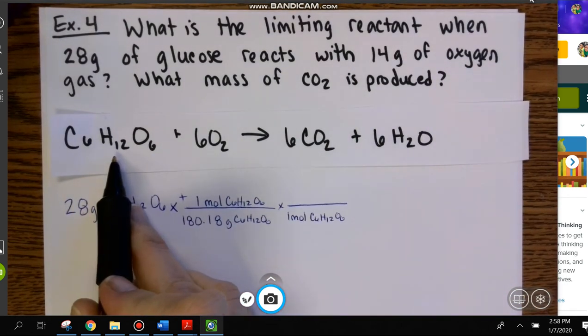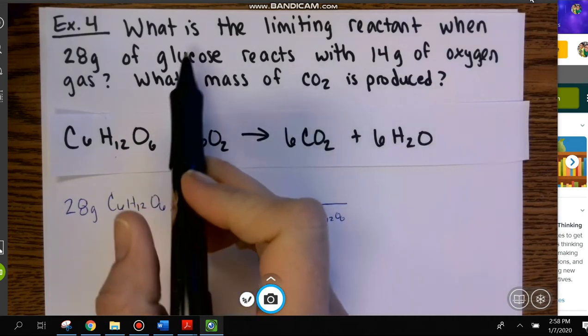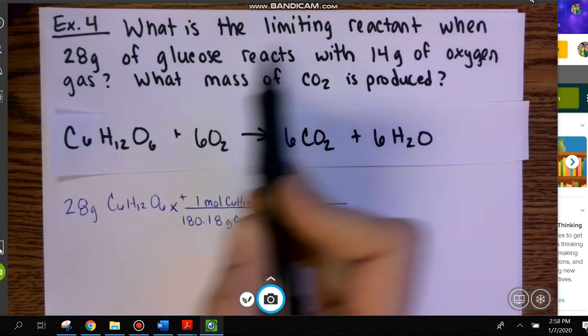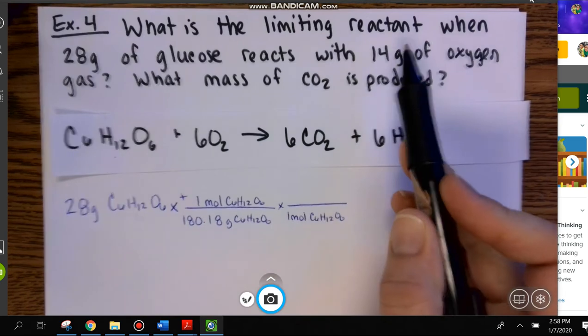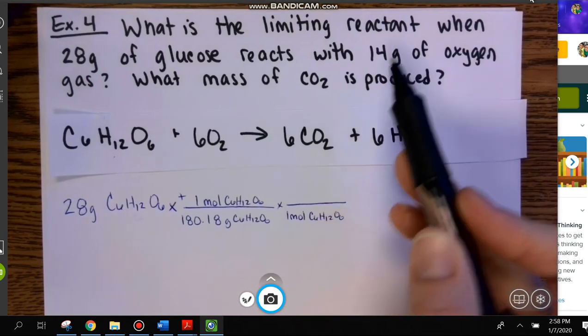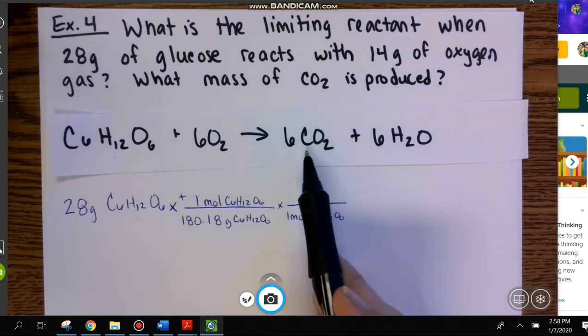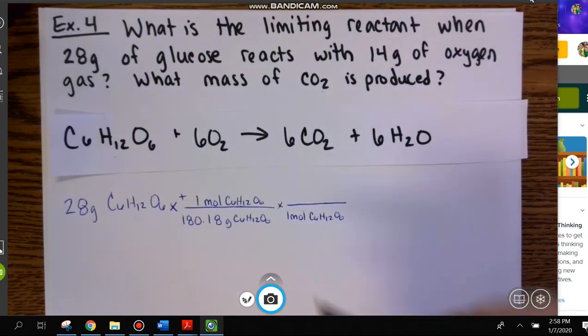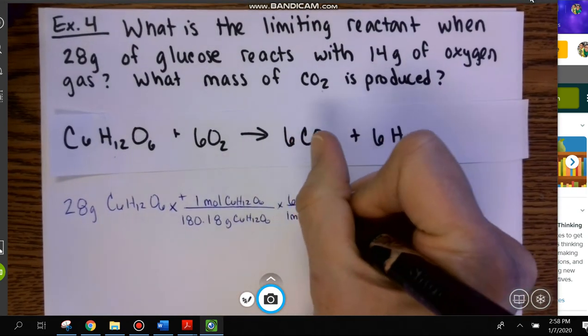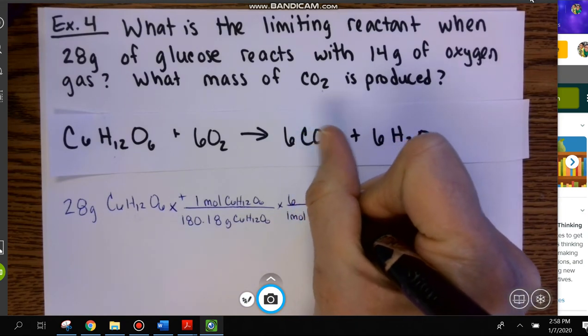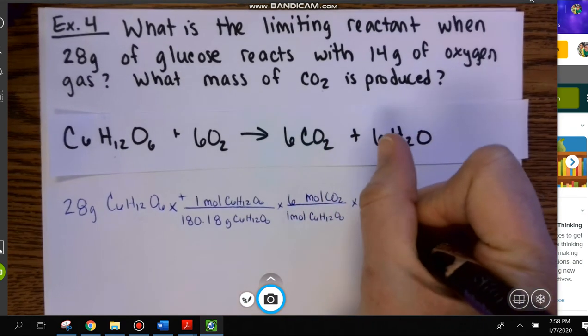Remember, we're trying to get from glucose to carbon dioxide because that's what our question asks us. What is the limiting reactant when 28 grams of glucose reacts with 14 grams of oxygen and CO2 is produced? So I want to know which one of these is going to limit my CO2. So I need to know how much CO2 is produced, so for every 6 moles of CO2.